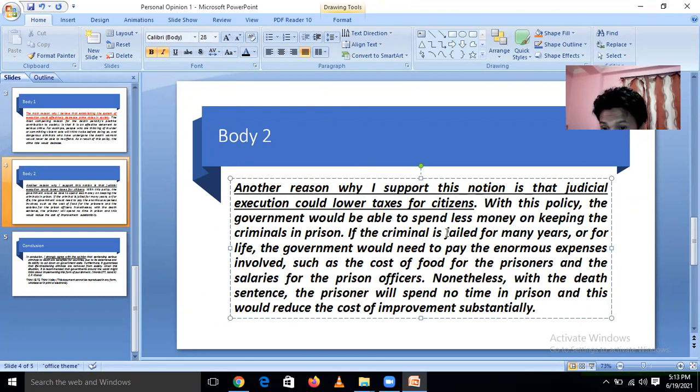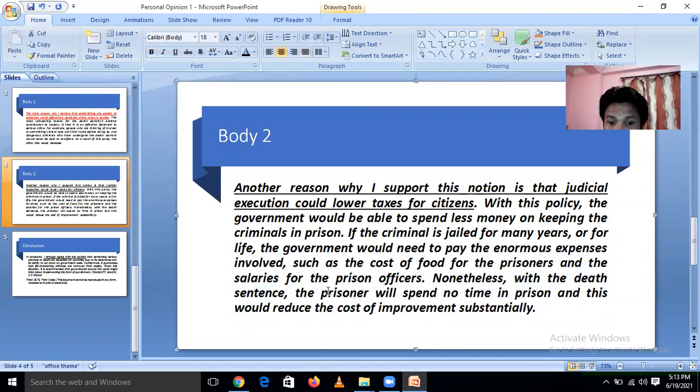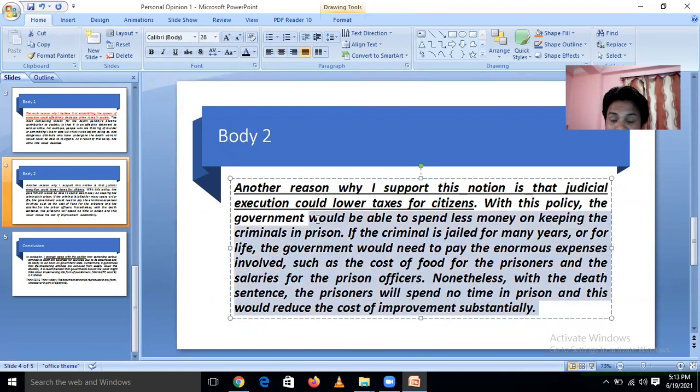If the criminal is jailed for many years, instead of being given the death penalty, or for life, the government would need to pay the enormous expenses involved, such as the cost of food for the prisoners and the salaries for the prison officers. The government has to pay for both of them. However, with the death penalty, the prisoners will spend no time in prison, and this would reduce the cost substantially. The government and citizens would save a lot of money.